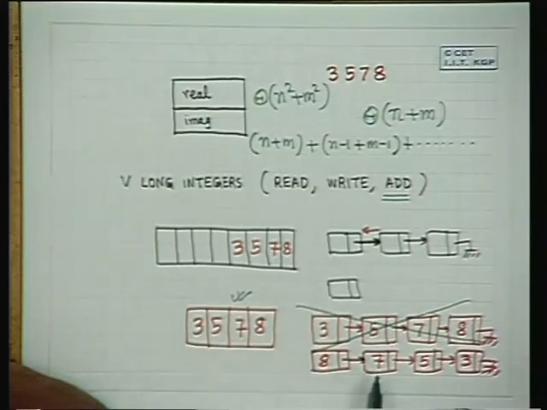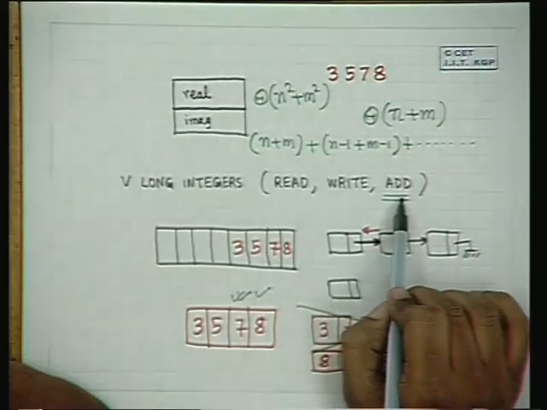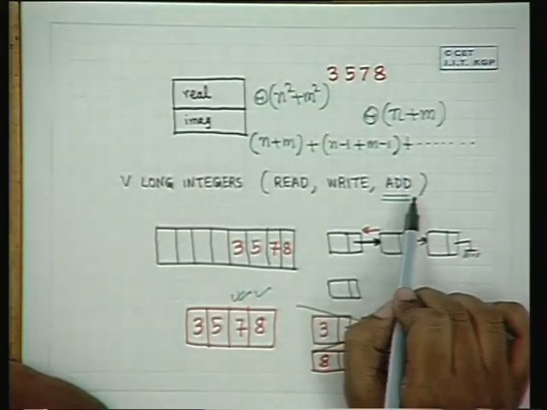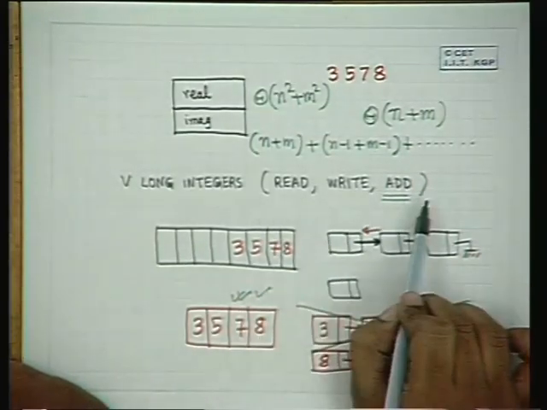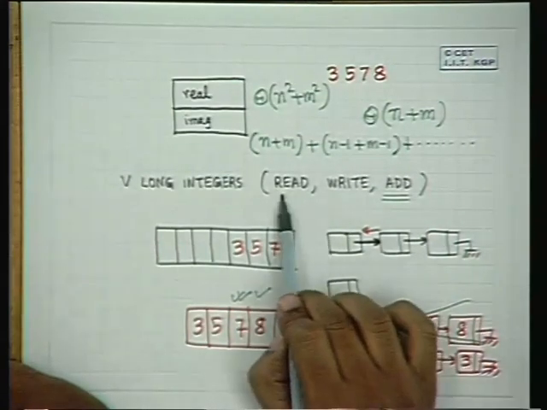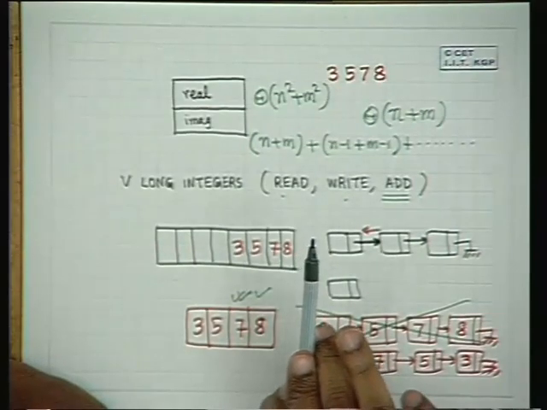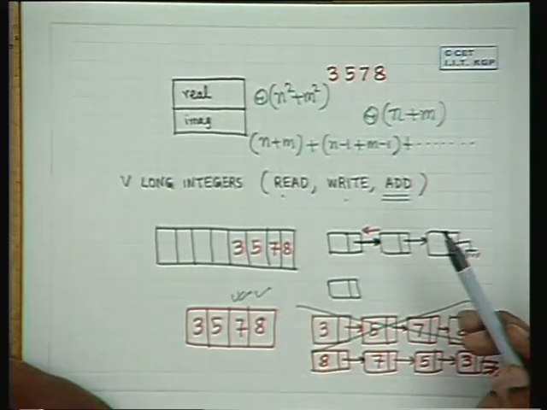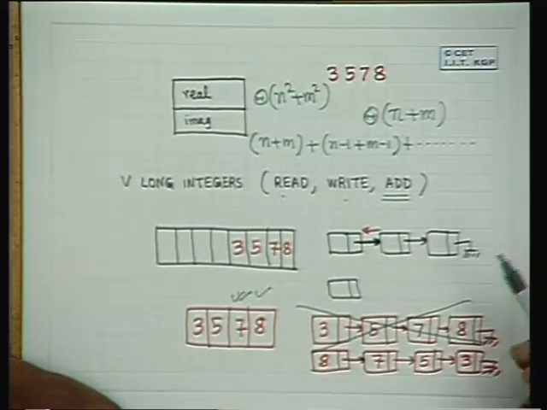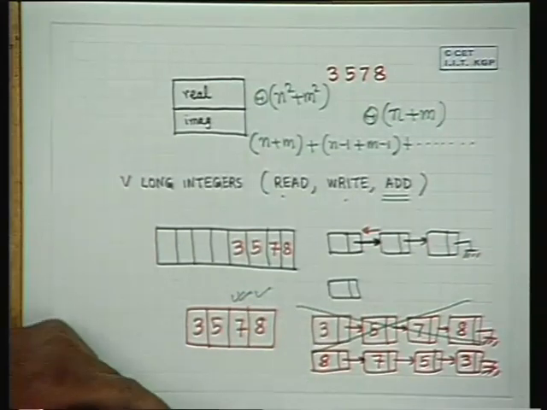So this is how we will decide on the data structure, and once we decide on the data structure, we will decide on the final algorithms to implement it. So here we will get order n algorithms to read, to write, and to add two very, very long numbers. And obviously you can always show that you cannot do it in less than order n time, otherwise you will be missing out some integer in the reading or the writing or in the addition itself.